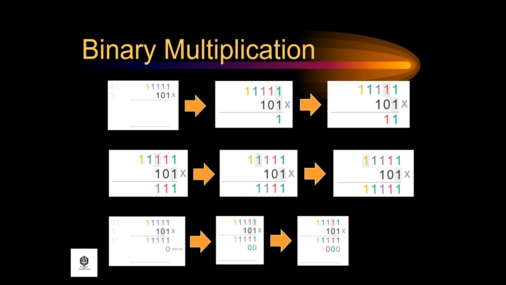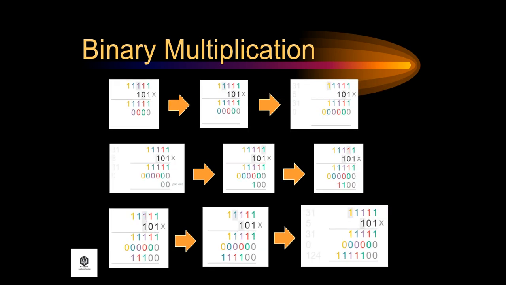0 times 1 is equal to 0, for each of the columns, and for the last column, 0 times 1 is still 0. Next, proceed to the third number, then pad out.